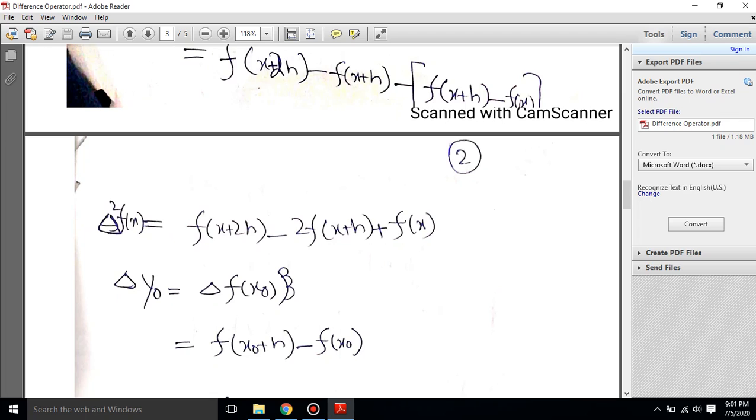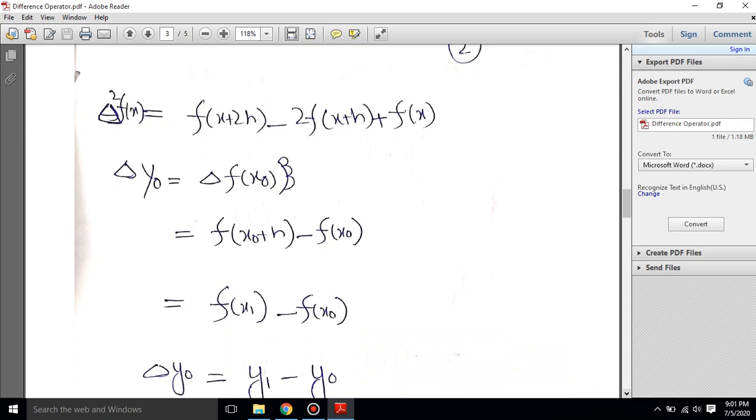When we apply it onto the y naught value, that will give us delta f of x naught, and that will be equal to f of x naught plus h minus f of x naught. Now, you know from earlier that this will be equal to f of x1, minus f of x naught.